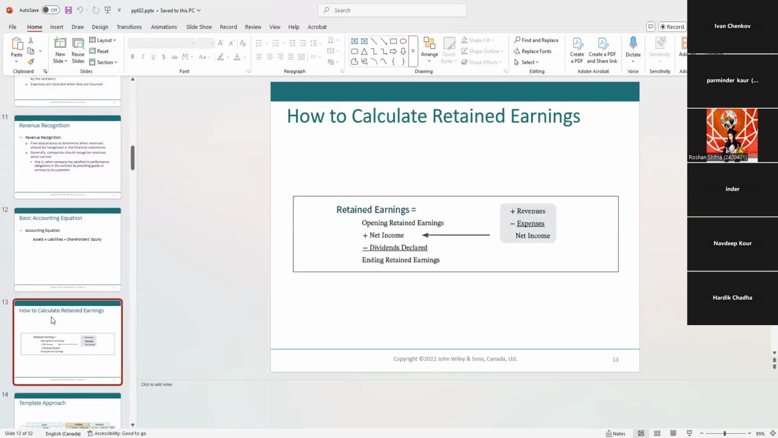Again, repetition of the retained earnings. Where does retained earnings come from? From the opening retained earnings balance plus the net income. So if you have to calculate retained earnings, you have to do two calculations. First, get the net income: revenue minus expenses. Then, to that net income, add the opening balance and deduct the dividend declared to get the ending retained earnings. If you only have to calculate net income, you do only one calculation: revenue minus expenses.